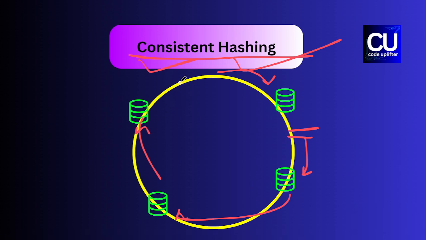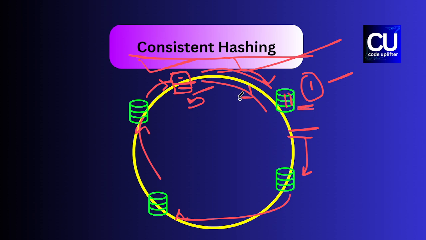Now think that a fifth database got added right now. This is the fifth database. Whatever data was earlier going to shard number 1 has to be redistributed between this fifth shard and shard number 1, right? Some of the data from here to here will go to this DB, and from here to here it will go to this DB.